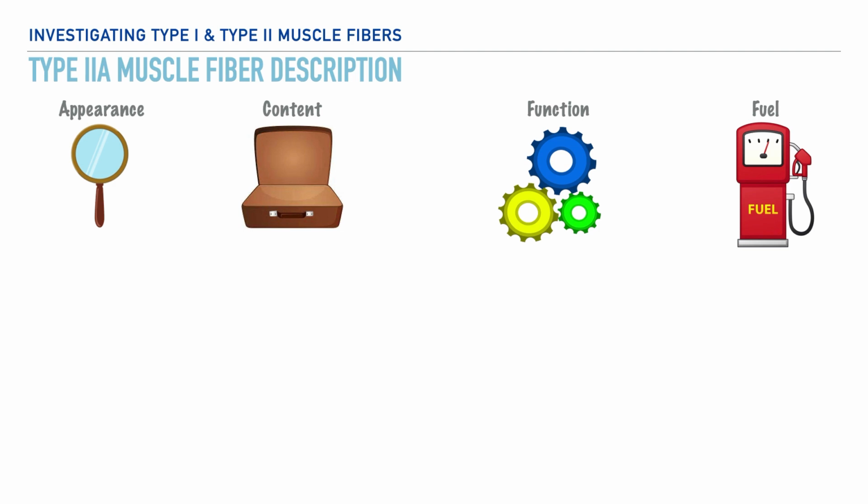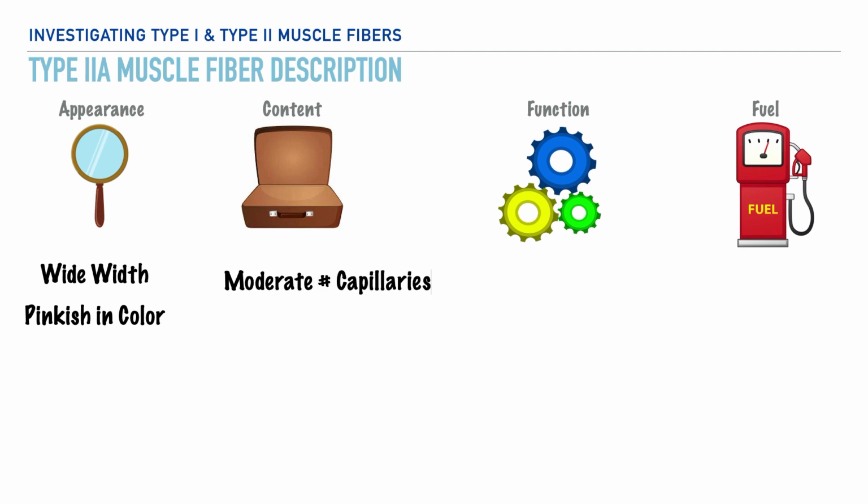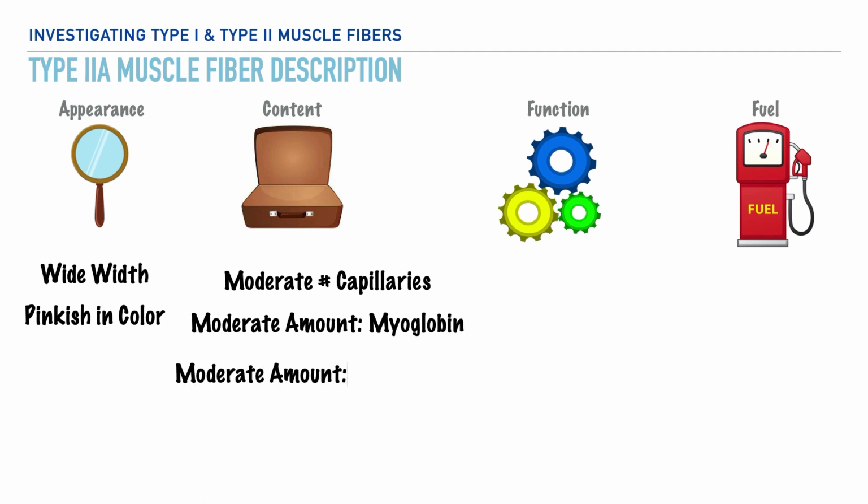And as we indicated on our overview chart as it relates to appearance, our type 2A muscle fibers are wider in width or diameter when compared to our type 1 muscle fibers. And as it relates to their physical appearance, our type 2A muscle fibers are pinkish or pink in color. Now, in comparison to our type 1 muscle fibers, we have a moderate number of capillaries, along with a moderate amount of myoglobin and a moderate amount of mitochondria.